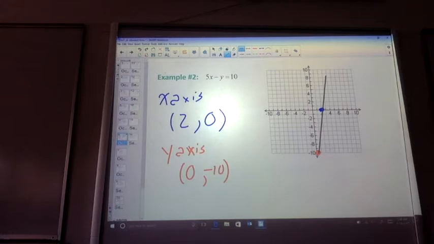Yeah, if it's just a variable itself, we'll get there. Okay. We'll get there.